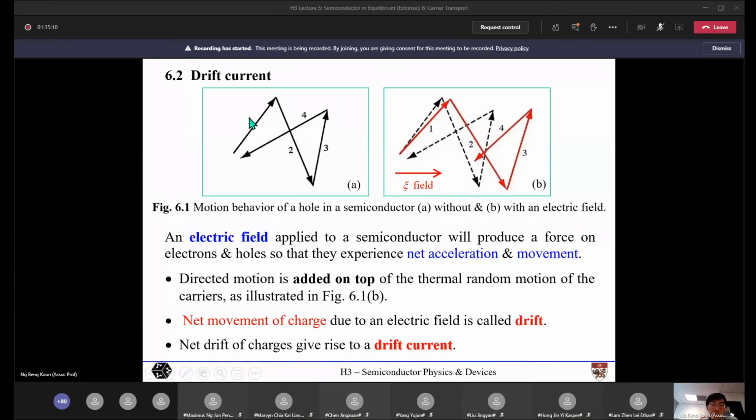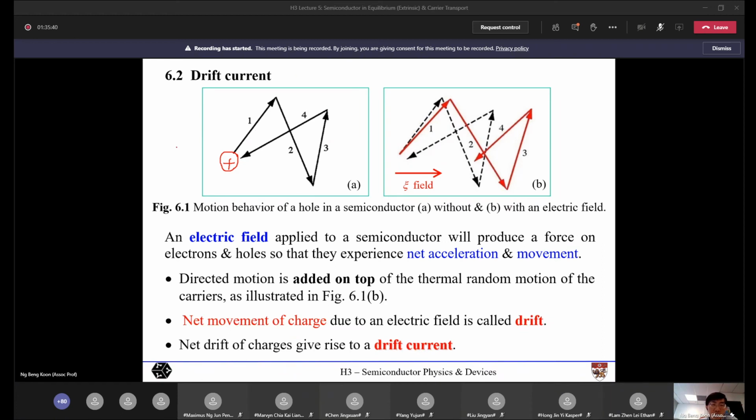So as illustrated in this figure here on the left, if you observe, for example, a hole, let's say you consider a hole in a semiconductor. Suppose you have a hole at this position, and based on the thermal energy that this hole has, it could be moving first in direction 1. Then after a while, it could knock into the lattice atoms. Then it gets kicked into another direction 2, and 3, and 4, and so on.